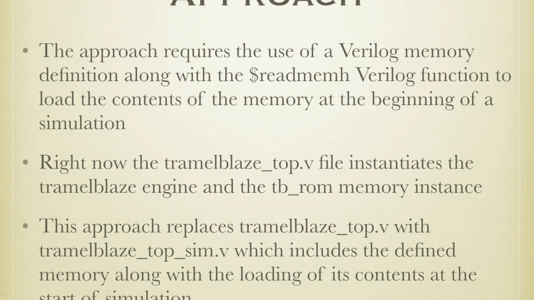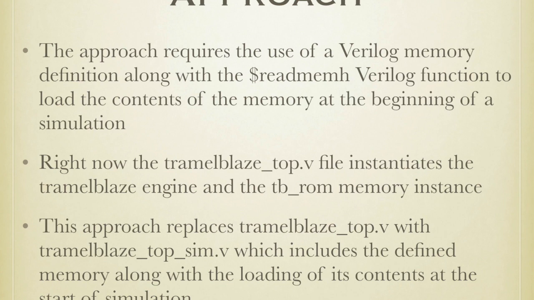The approach requires the use of a Verilog memory. We'll see in the new TramelBlaze top sim, there is the system function $readmem, which will take an ASCII text file in a hexadecimal format and load the contents of that file into a memory that you've defined in your Verilog program. So right now the TramelBlaze top.v instantiates the TramelBlaze engine along with the TB-ROM module that we create using the tools. What I'm offering here is a second version of the TramelBlaze top called TramelBlaze top sim.